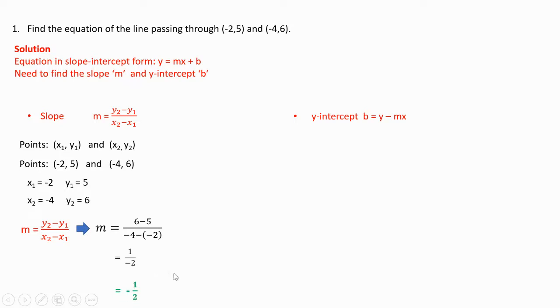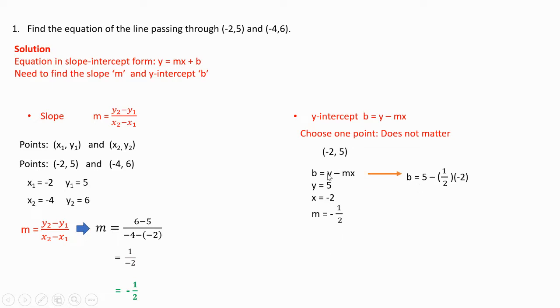I found my m. Now, to find the b, I believe the book uses another formula, but I believe this formula is much easier, so I stick to b equals y minus mx. To solve for b, we choose one point. It does not matter which one, either (-2, 5) or (-4, 6). I decided to use (-2, 5). So I plug everything in: b equals y minus mx, my y is 5, my x is -2, and my slope is the one we just found, -1/2.